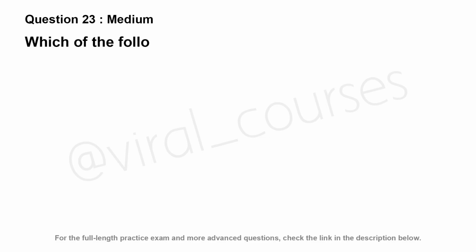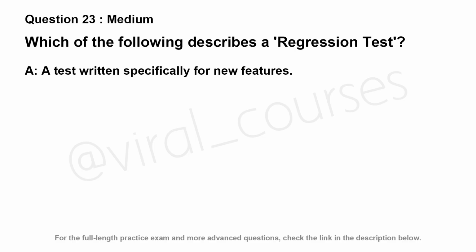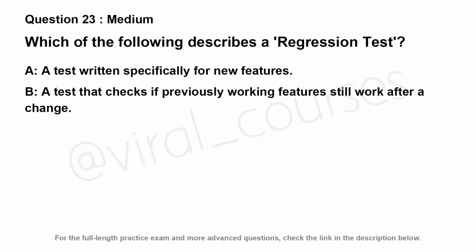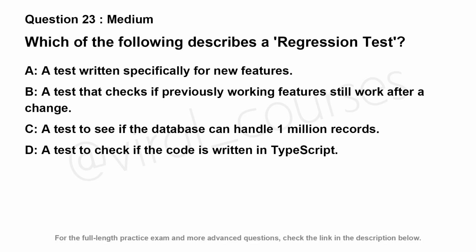Which of the following describes a regression test? Option A. A test written specifically for new features. Option B. A test that checks if previously working features still work after a change. Option C. A test to see if the database can handle 1 million records. Option D. A test to check if the code is written in TypeScript.